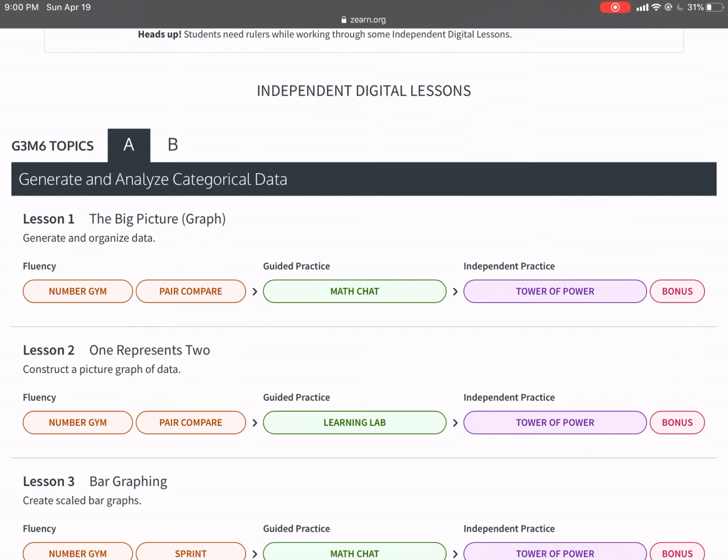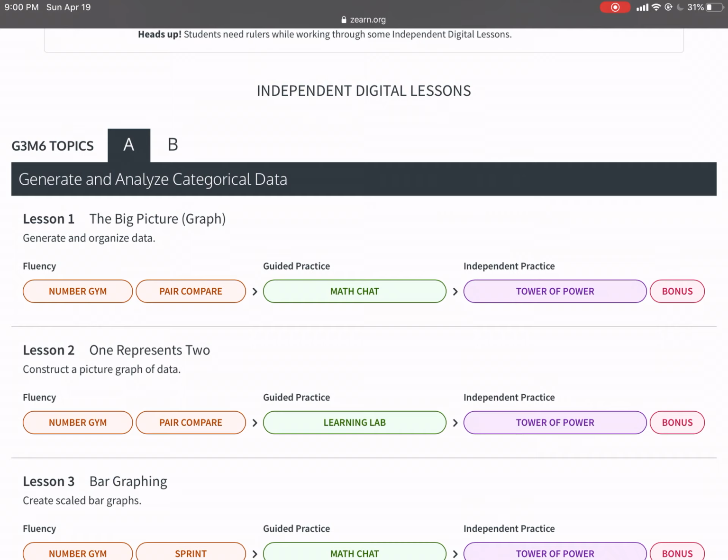We were working on that for so long. I'm really proud of all of you. Today, we're going to be starting a new module all about data. And when we talk about data, we're talking a lot about graphing and collecting information and how we interpret that information and show it. So today's lesson objective is I can generate and organize data.